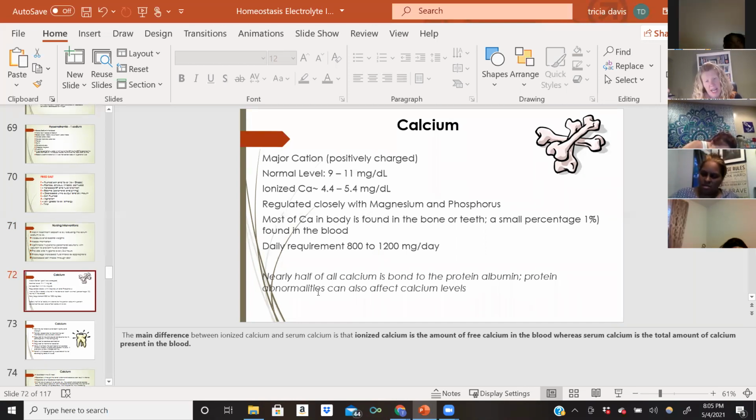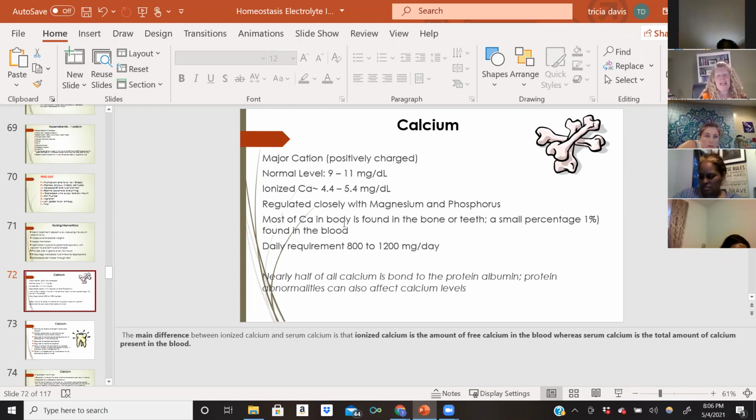So the difference between ionized calcium and serum calcium, so serum calcium is this normal level here that I have, the 9 to 11. So the main difference is that ionized calcium is the amount of free, what we call free calcium in the blood, whereas serum calcium is the total amount of calcium that's present in the blood, okay? So ionized is the free calcium, serum calcium is the total.